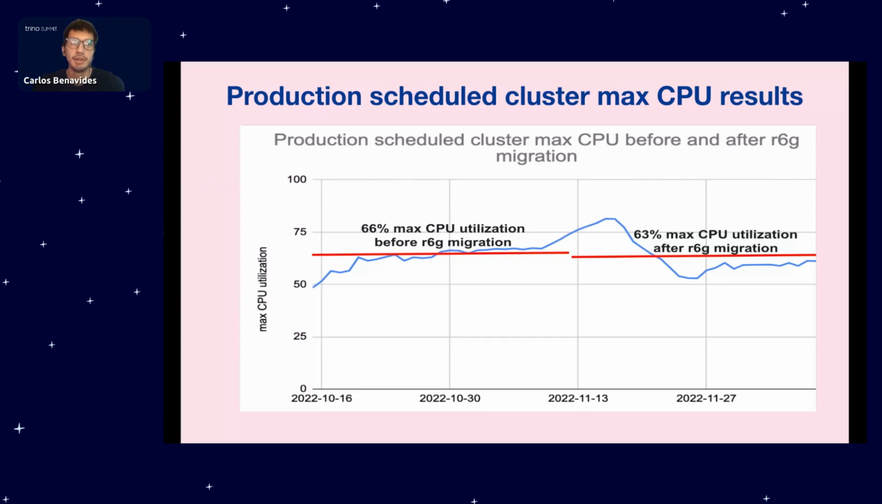So before the migration, we were using R5 instances, and we observed that the cluster max CPU utilization was around 66% before the migration. After the migration, however, we observed a 3% decrease in max CPU utilization after the R6G migration. So essentially, we were able to withstand more workload just by switching the instance type.